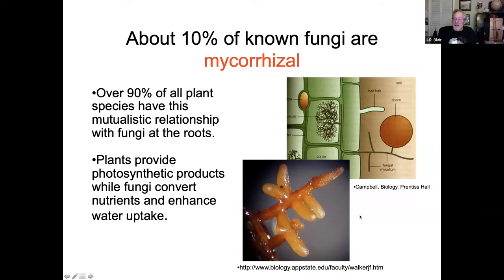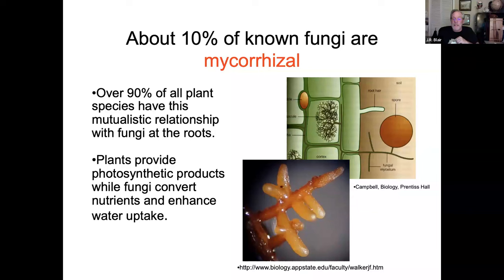One is called arbuscular mycorrhizae, arbuscular meaning tree-like. And the green part here, these are the cortical cells of a plant. And arbuscular mycorrhizae penetrate into the cell wall, but they don't penetrate the cell membrane. And the cell membrane wraps around these highly branched structures called arbuscules. And that's where the nutrient exchange occurs. Again, carbon compounds going to the fungus and micronutrients, and so on, going from the fungus to the plant in the roots.